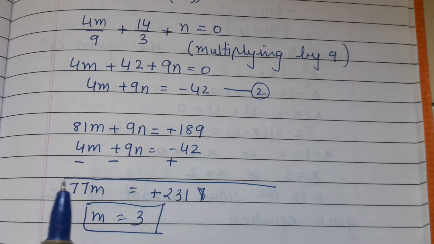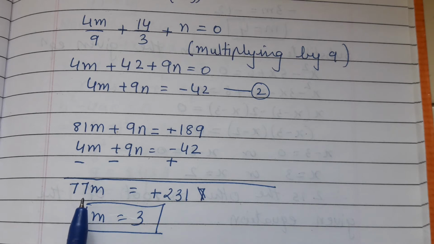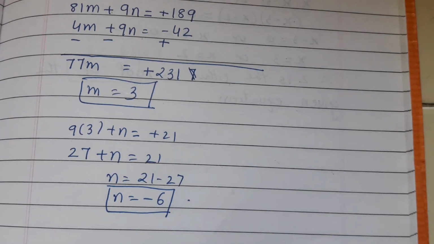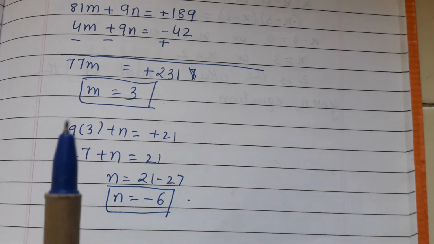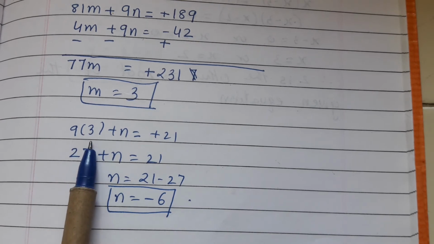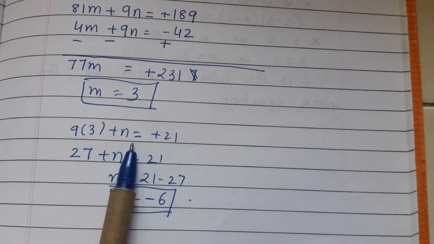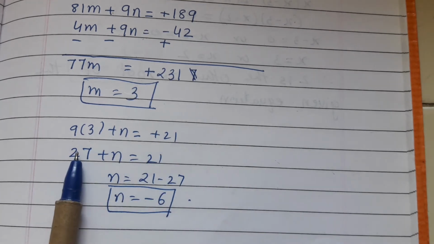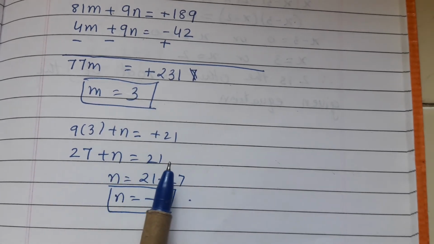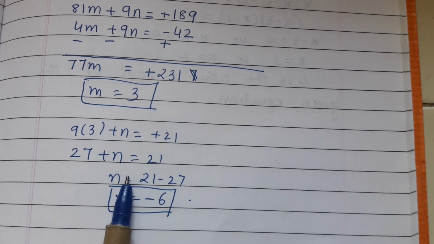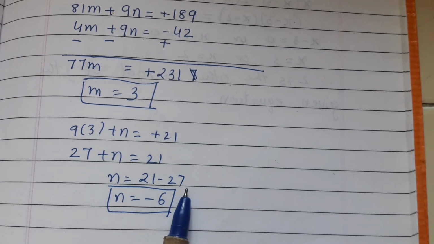Change the sign. So we get 77m is equal to 231. m is equal to 3. Substitute in the first equation. We will get 9 into 3 plus n is equal to 21. So 27 plus n is equal to 21. n is equal to 21 minus 27, that is minus 6.